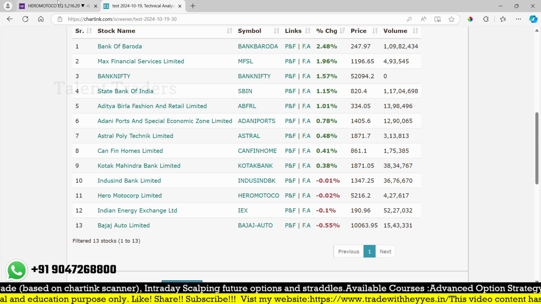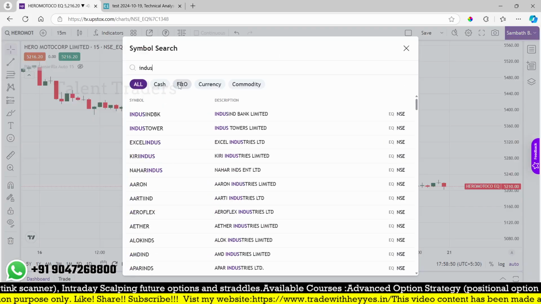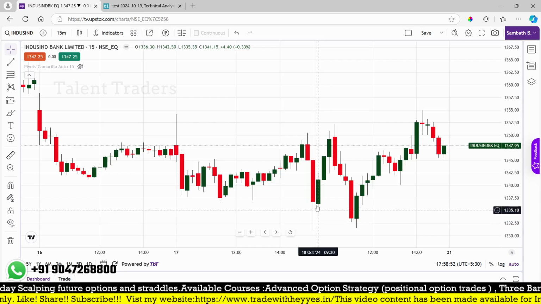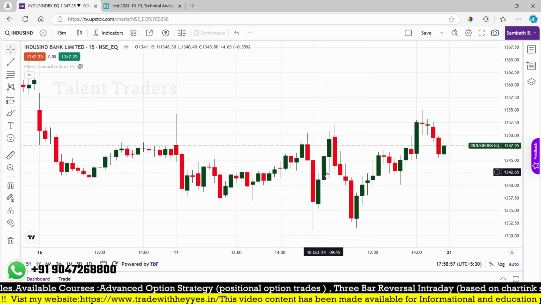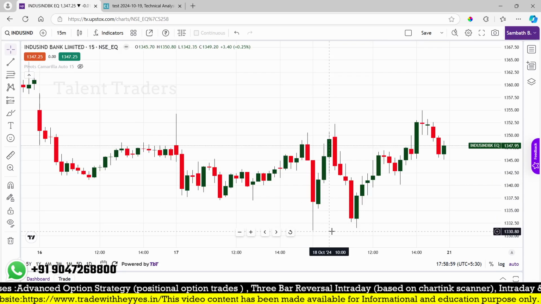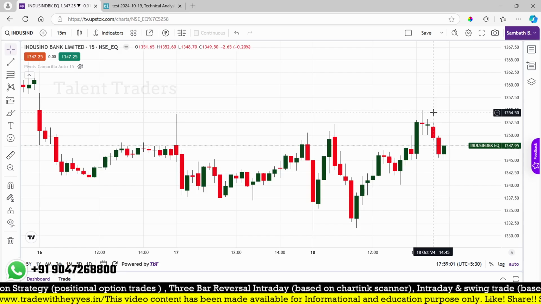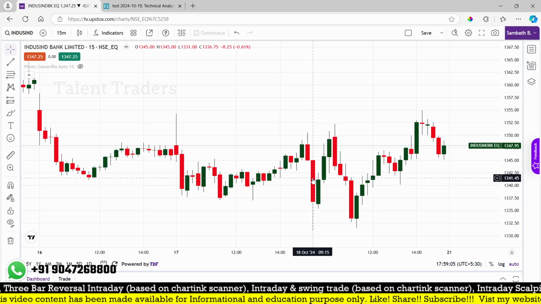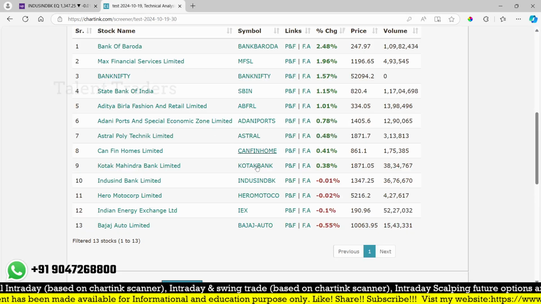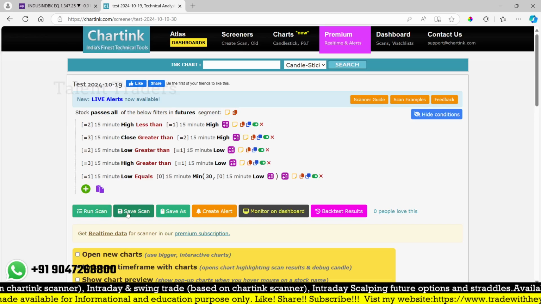That also works in IndusInd Bank. Like this, you can add it. In IndusInd Bank here, this is the point where we got it, and the next candle gave you the breakout, and this low is not broken until it moves to the top, and this low is the comparatively lowest of the last 30 candles. I hope you understood the concept, and this will help you find a trade opportunity for your intraday.